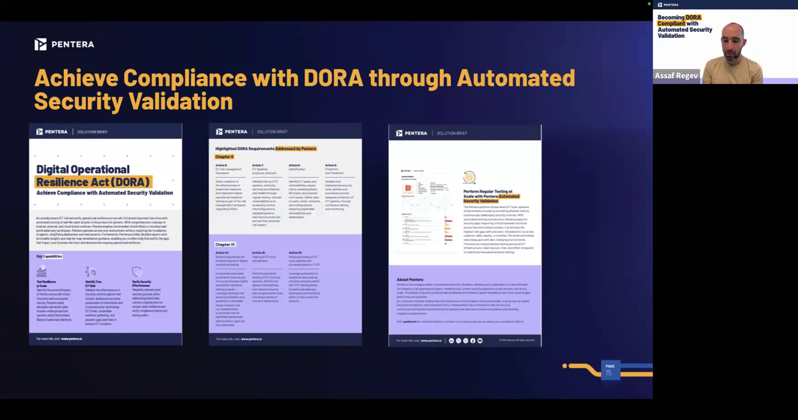Obviously, what we have here on screen is a joint brief that we've put together with your kind help, in terms of reviewing and providing us additional feedback on the basis of what we've seen in the presentation. It shows how a financial entity can achieve DORA compliance with a tool, just like Matteo mentioned, through automated security validation. That solution brief goes into the depth of the specific chapters, the articles, and Pentera's approach as it relates to the various steps.